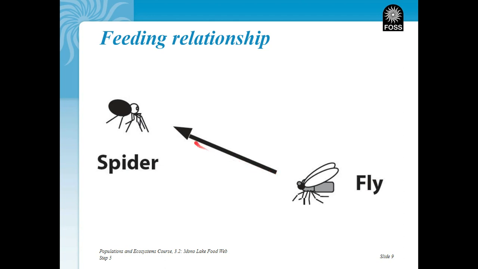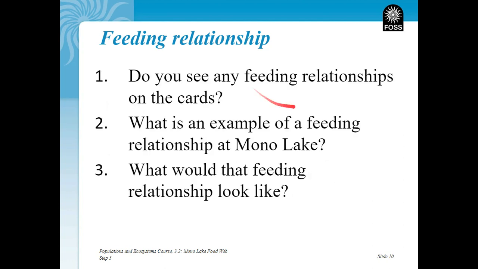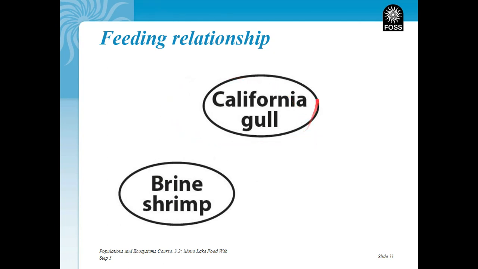So this little simple arrow here shows a feeding relationship. And I'm going to have you end up doing the same things here in a few minutes. So you're going to go back to your cards, and you're going to look for feeding relationships like that. Feeding relationships between different critters, different organisms at Mono Lake, and try to establish and show what they would look like. For example, yesterday in the video, they mentioned California gulls and brine shrimp, and you saw that California gulls eat brine shrimp.